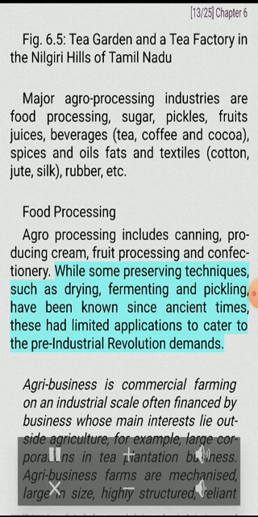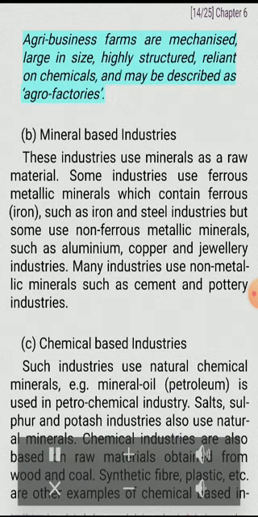While some preserving techniques, such as drying, fermenting and pickling, have been known since ancient times, these had limited applications to cater to the pre-industrial revolution demands. Agribusiness is commercial farming on an industrial scale, often financed by business whose main interests lie outside agriculture, for example, large corporations in tea plantation business. Agribusiness farms are mechanized, large in size, highly structured, reliant on chemicals, and may be described as agro-factories.